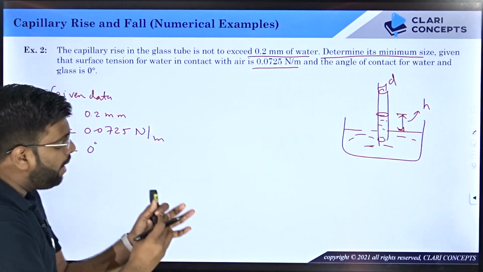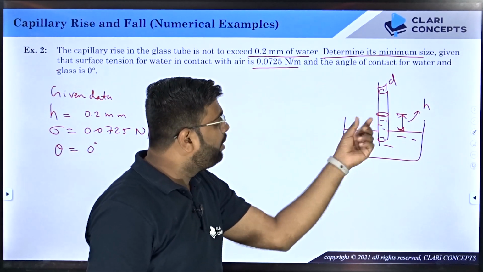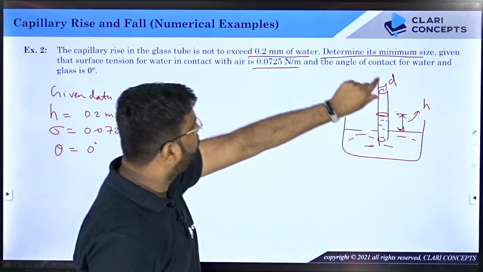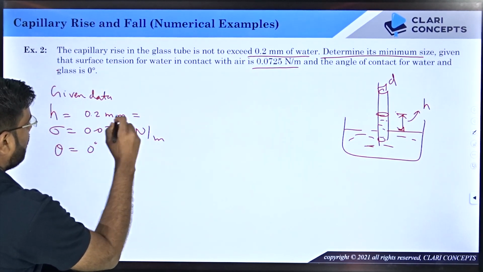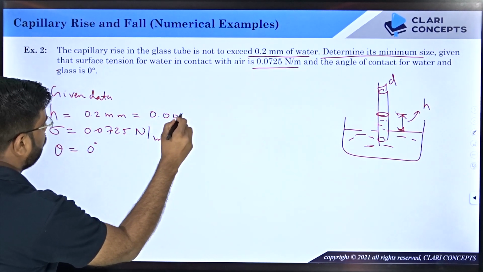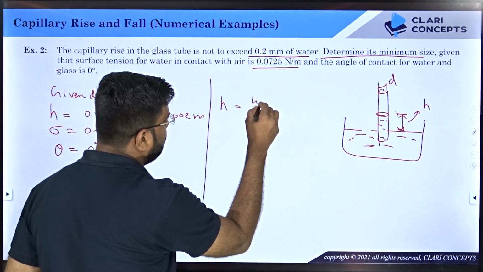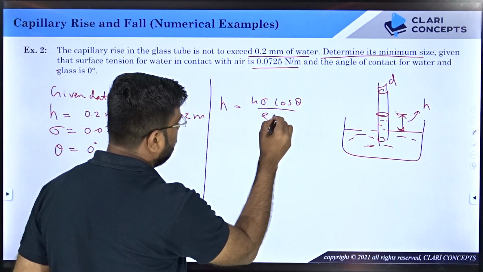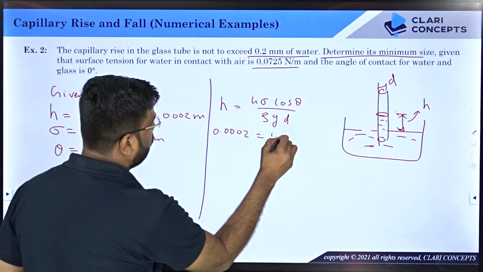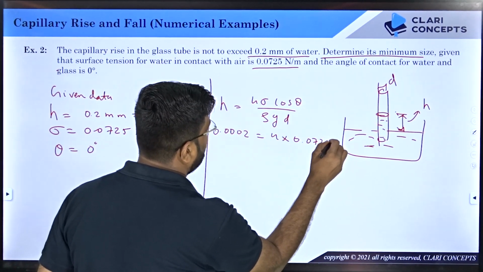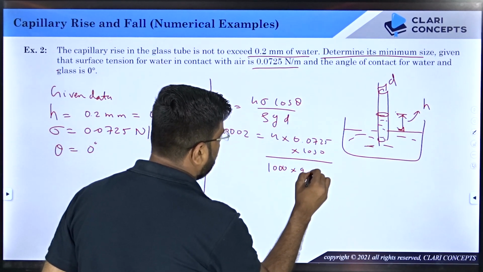So smaller the diameter, the height will be larger. So what will be the minimum diameter? The most minimal diameter will correspond to the maximum height, wherein the height of capillary rise should be 0.2 mm. So let us now solve this numerical. First I will convert this mm into meter. I will have to divide this by 1000. So this is 0.0002 meter, right? Now let me use the expression of h equals 4 sigma cos theta by rho g d, and h is given to me as 0.0002. 4, sigma is 0.0725, cos 0 is obviously 1, and then rho is 1000 into 9.81 into d.